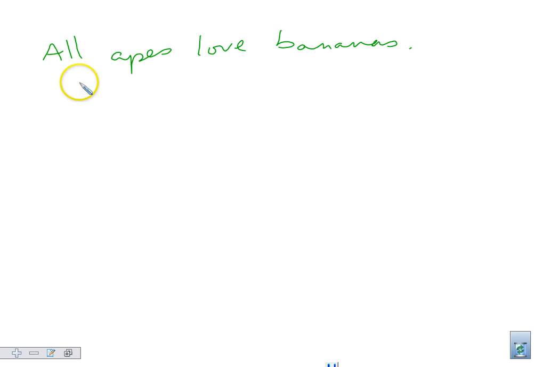Okay, this one's kind of tricky because there's no if or then. So we'd have to think, what's the conclusion in this? Would it be loving bananas or would it be apes? Hopefully you thought the conclusion would be loving bananas because it's kind of like what you're getting at. So we want to figure out what the hypothesis is.